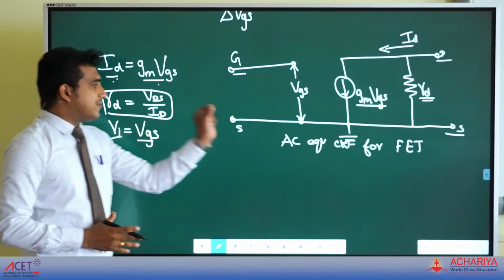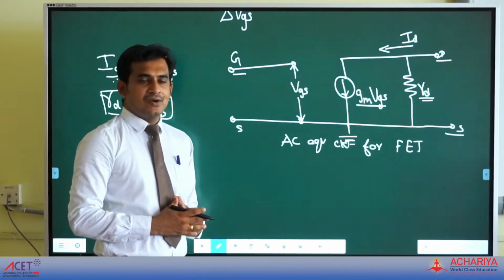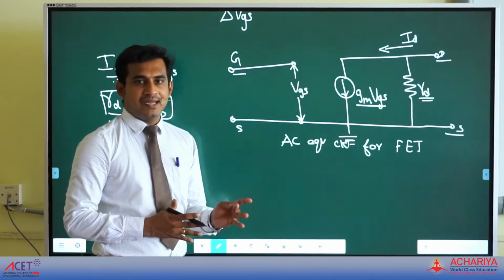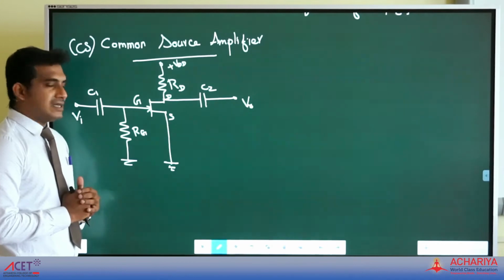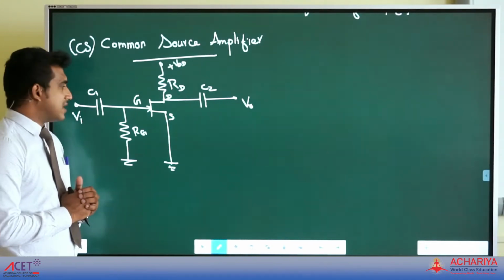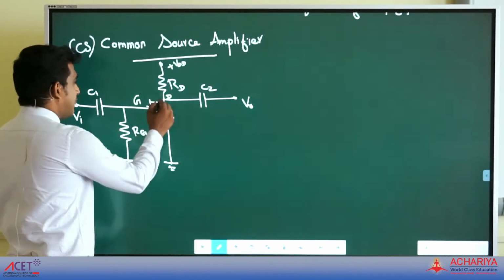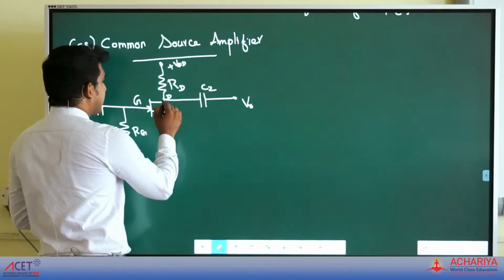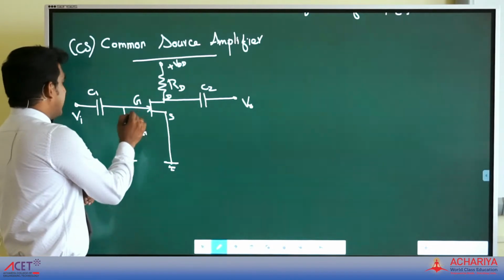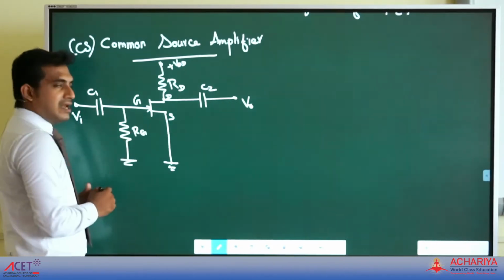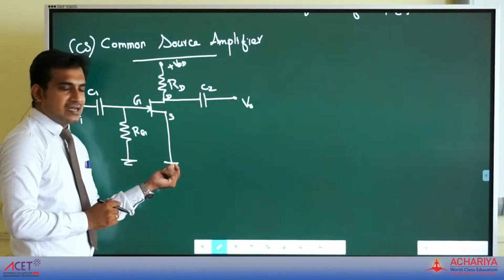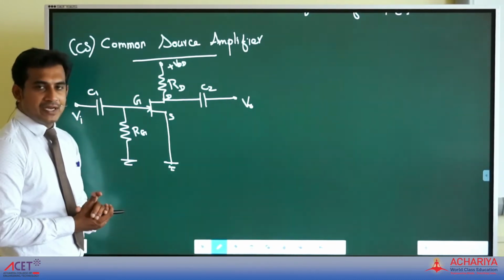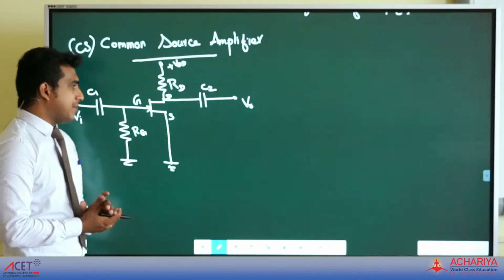Now, using this field effect transistor hybrid model, we are going to analyze the common source amplifier, common drain amplifier, and common gate amplifier. This is the basic circuit diagram of the common source amplifier. In the common source amplifier, the FET is connected in this position. We take the output from the drain terminal and give the input to the gate terminal, and the source terminal acts as a common terminal between input and output. That's why we call this amplifier a common source amplifier.